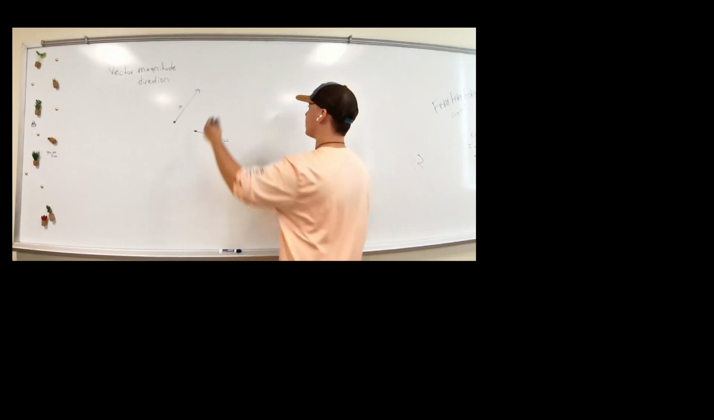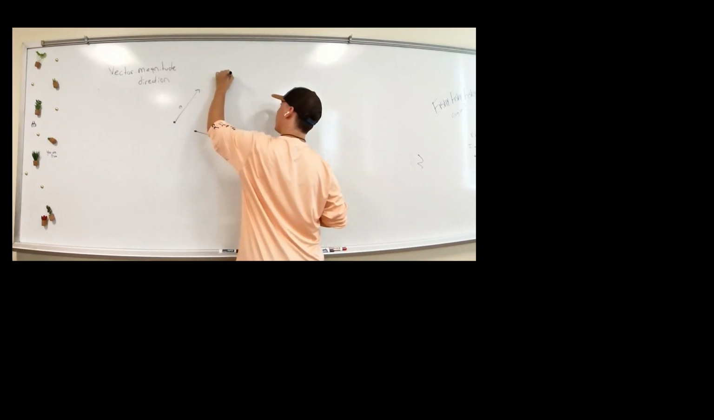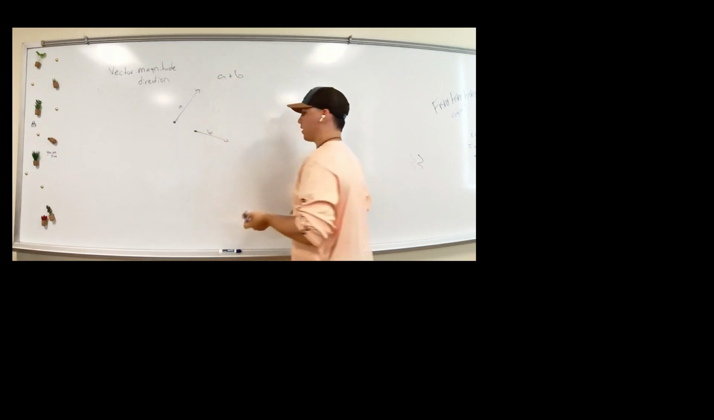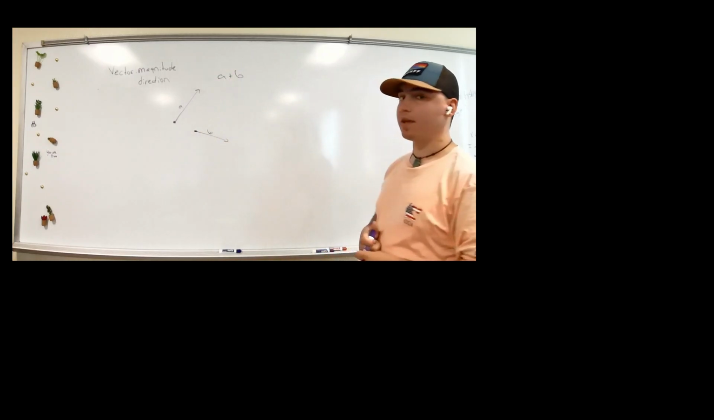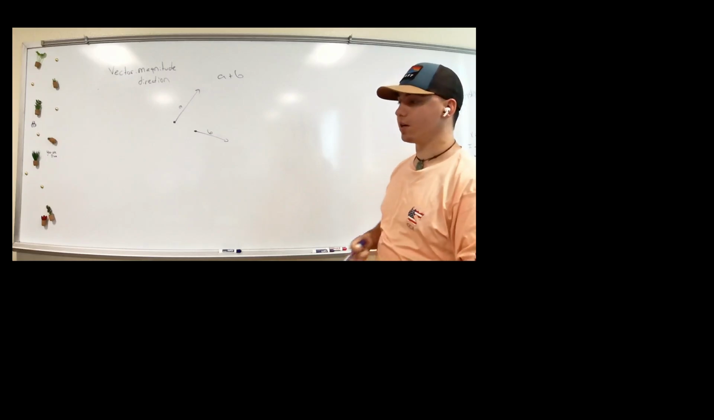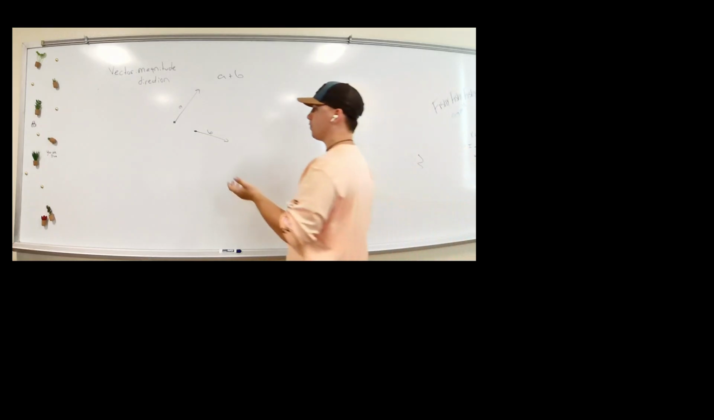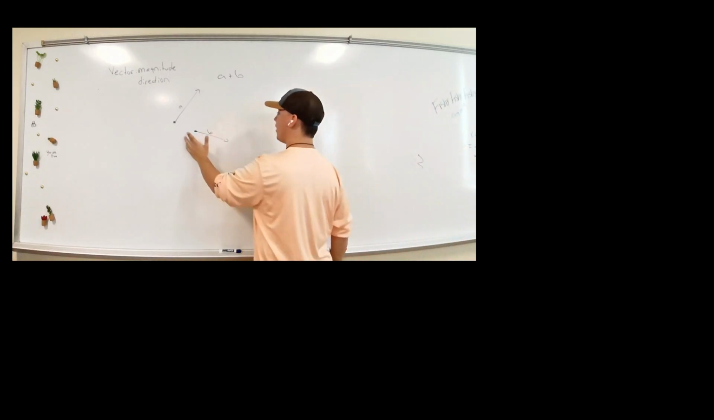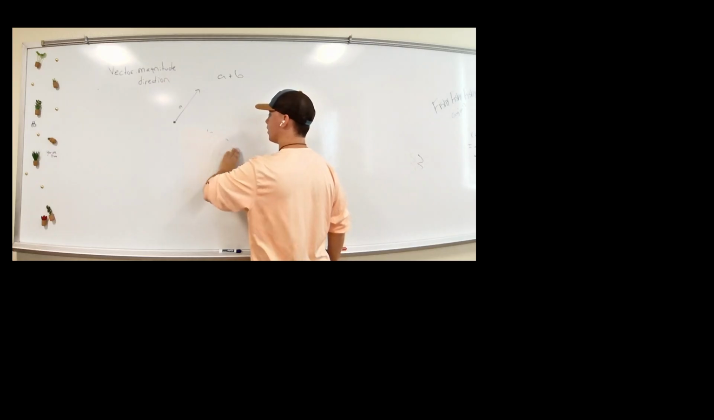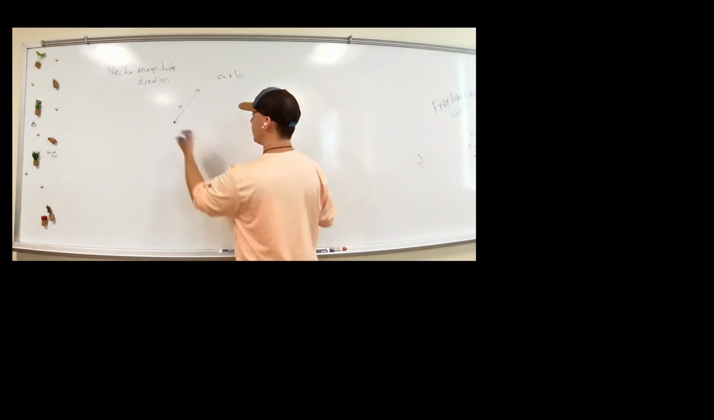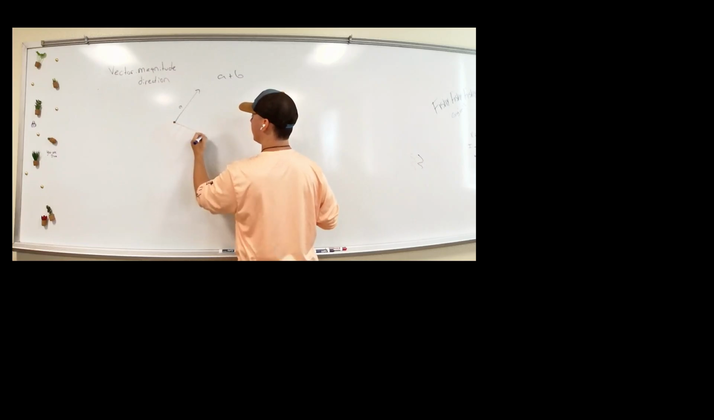I'm going to add vector A and B. Vector A plus vector B. So for that, we have to assume that they're going to start in the same spot because they're going to act on each other. So for the sake of being able to add them, we're going to take B and move B to be right here.